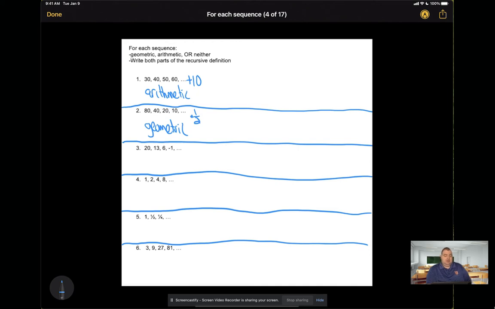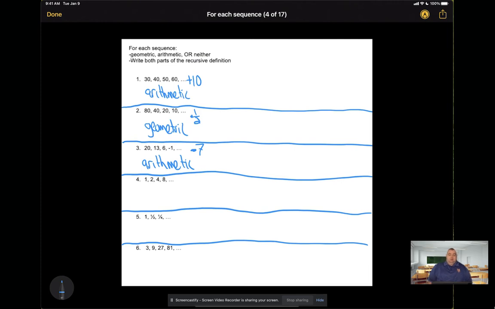Number 3 looks like it's going to be an arithmetic sequence. Why arithmetic? Because what are we subtracting? We're subtracting 7. 20 minus 7 is 13. 13 minus 7 is 6. 6 minus 7 is negative 1. So our pattern is to subtract 7 each time.